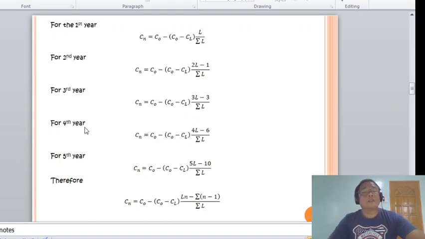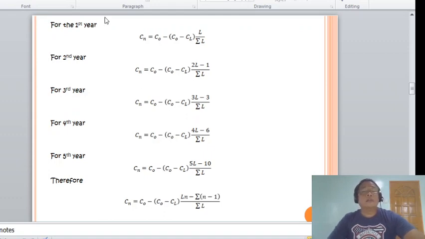So, take note here that whatever is the number of years for the book value, it is the same as the multiplier of L at the numerator of the factor. Okay? And so, that is, for the second year, that is 2. Third year, that is 3. 4, 5, and so on and so forth.